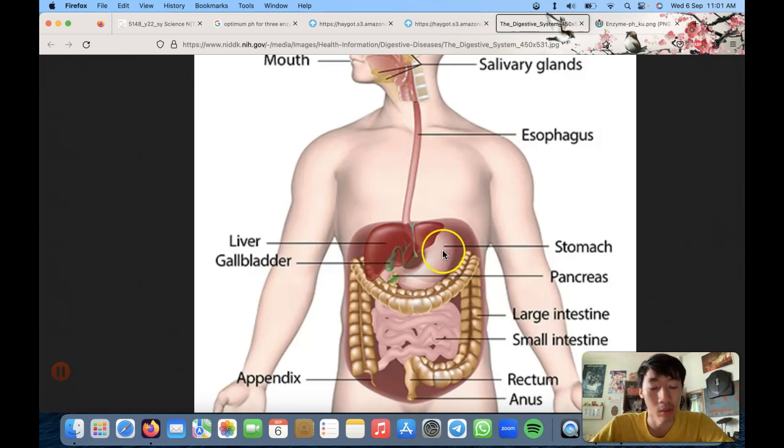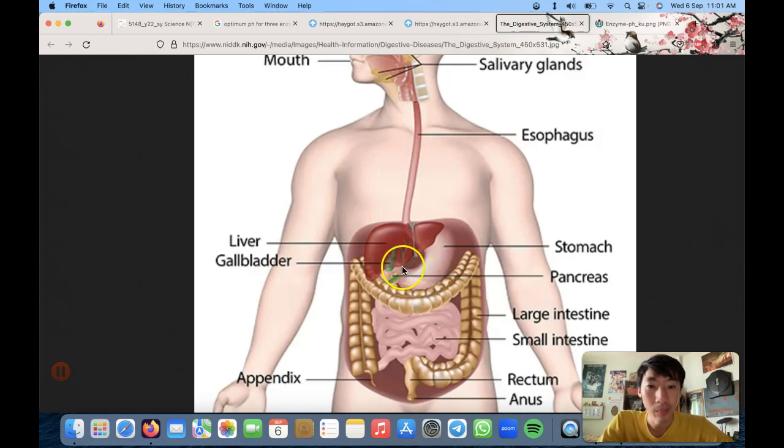Most of it is destroyed by the acid in our stomach. Of course, some bacteria are able to survive. For example, those that cause diarrhea or flu, this kind of stomach flu, the bacteria are actually resistant to the acid that's found in our stomach. But most bacteria will be destroyed. Okay, so that's what happens to the protein inside the stomach.